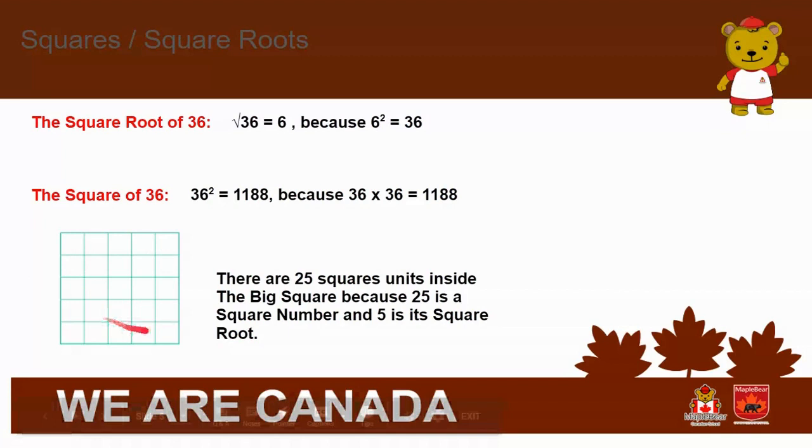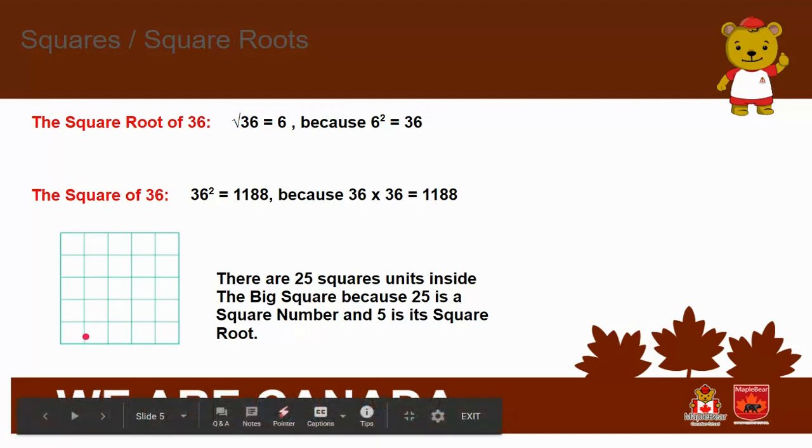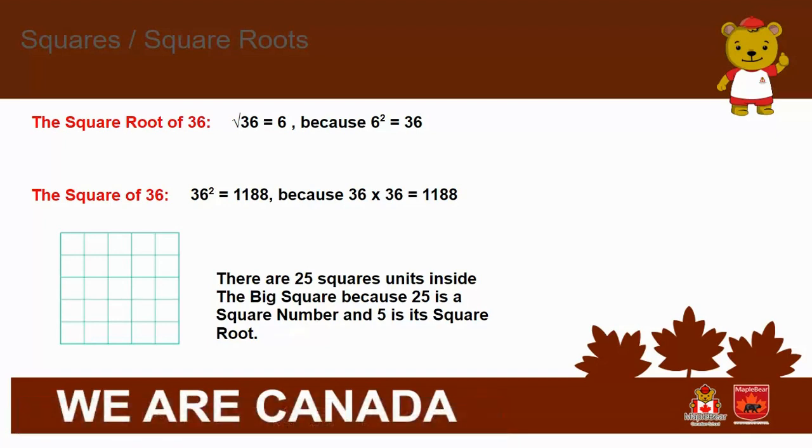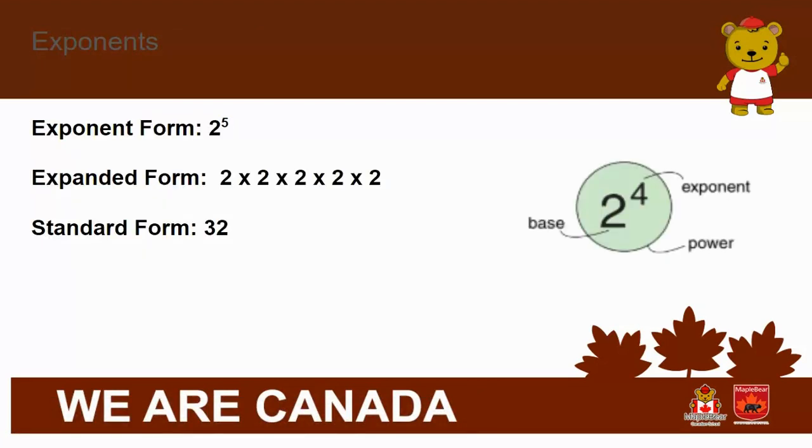Do you guys understand the difference? Nice. A hint: square root is always going to be a smaller number, at least for now, in year 7. So square roots are going to be less than the square. So next, let's move to our next topic.